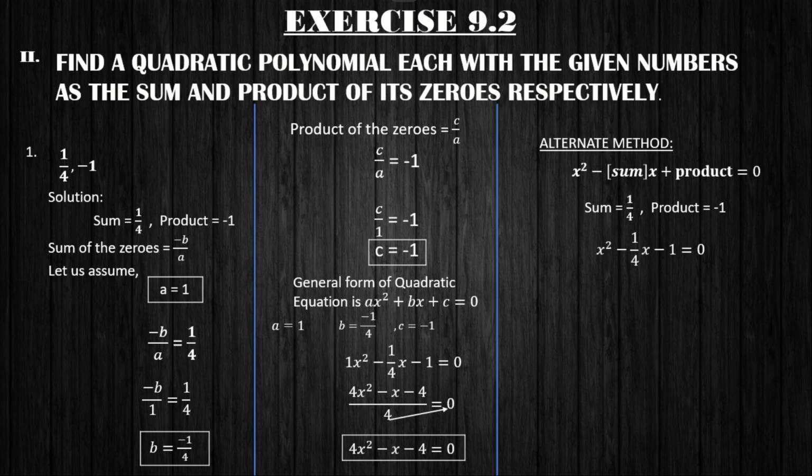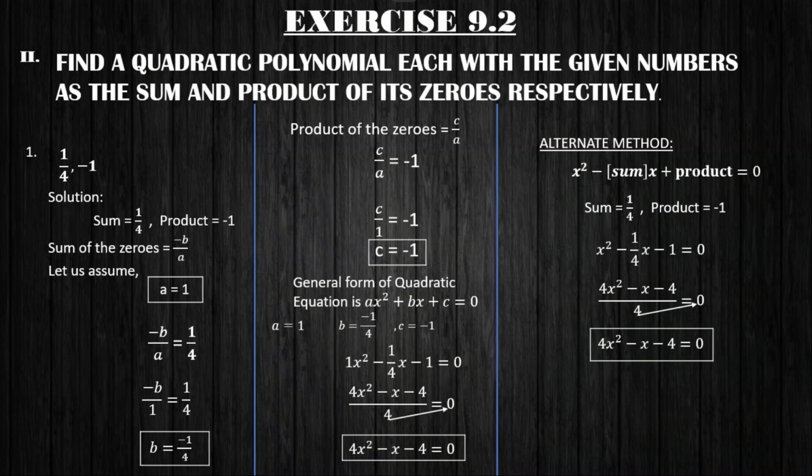So x square minus 1 by 4x minus 1 is equal to 0. In this case, we need to take the LCM. The LCM is 4. When we take LCM as 4, the numerator will become 4x square minus x minus 4, whole divided by 4, is equal to 0. Now cross multiply 4 into 0. 4 into 0 will become 0 itself. So the final quadratic polynomial we obtain is 4x square minus x minus 4 is equal to 0. We can compare both the equations which we obtained from the first method and the second method. Both are the same.